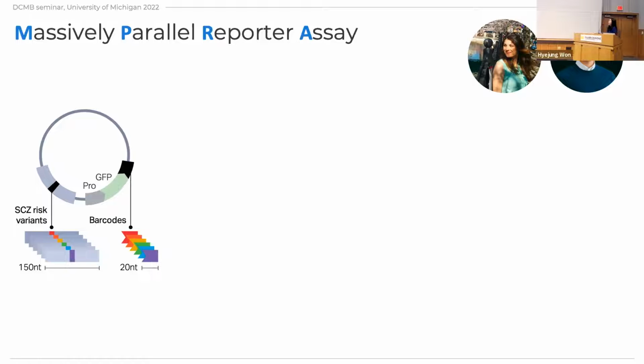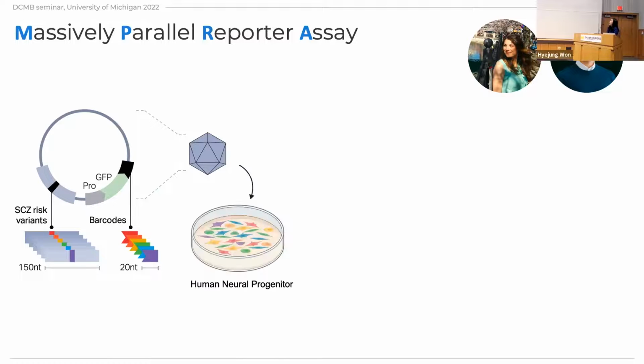So here, what we have done was that we put schizophrenia risk variants, all those 6,000 schizophrenia risk variants that I mentioned earlier. An individual variant is going to have 2 alleles, so we were roughly testing 12,000 alleles here in the same assay. And we put them in front of the promoter and the GFP, which is a reporter gene, followed by 20 nucleotide barcodes. And then we packaged this into the AAV, which was then transduced into human neuroprogenitor cells.